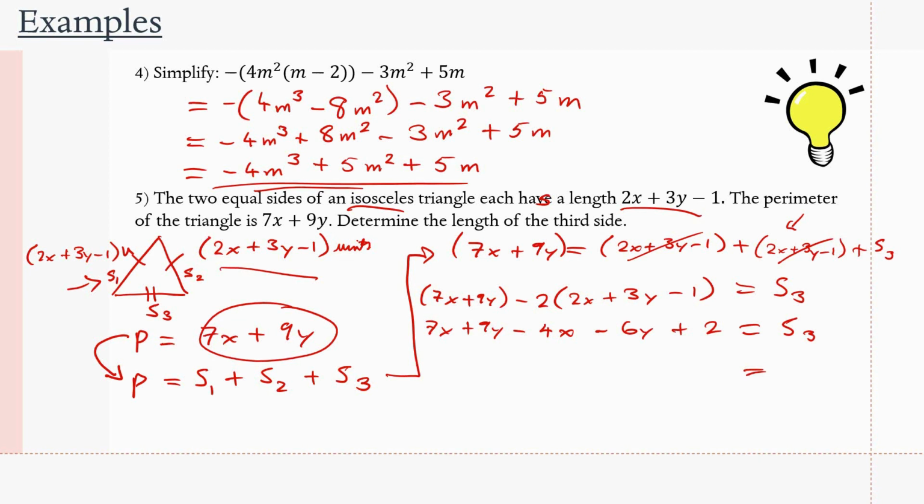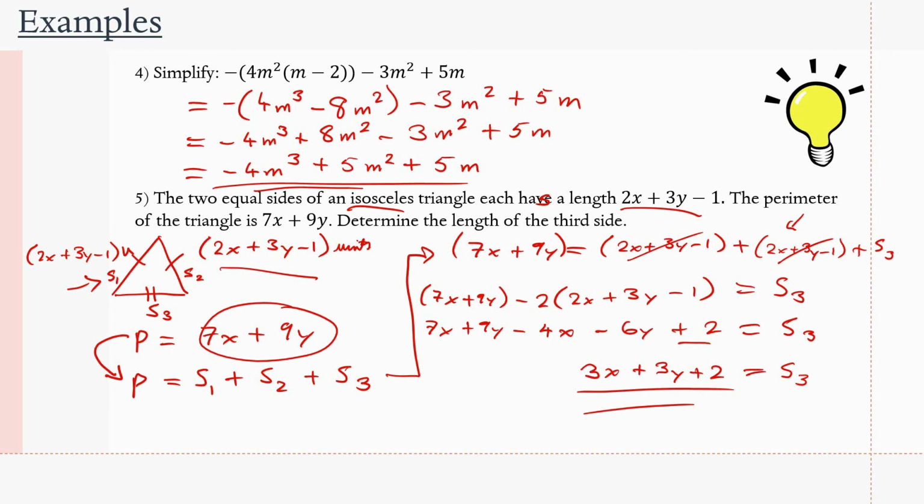And now we want to collect like terms. So we have 2x's here, right? 7x minus 4x will give us 3x, just subtracting the coefficients. Then 9y, negative 6y. We have 9y minus 6y will get us positive 3y. And we just have a 2 here. So plus 2. And that is the length of S3.